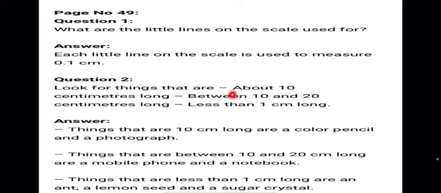Now look for the things that are about 10 centimeter long, between 10 and 20 centimeter long, less than 1 centimeter long. The things that are 10 centimeter long can be a color pencil, a photograph. Things that are between 10 and 20 centimeter long are mobile phones and notebooks. And things that are less than 1 centimeter long, which means they are very, very small, can be an ant, a lemon seed, and a sugar crystal.